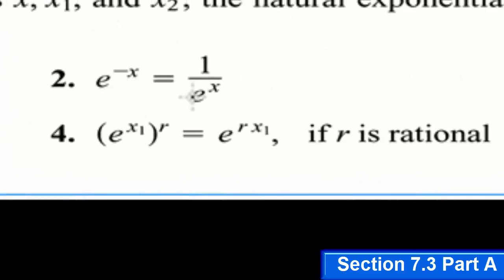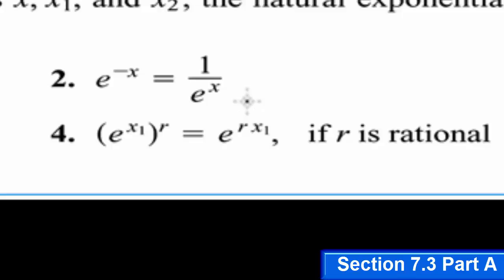e to the minus x is 1 over e to the x, and e to the x sub 1 raised to the r, this whole thing raised to the r, you just multiply the exponent. So it's going to be e to the r times x sub 1.